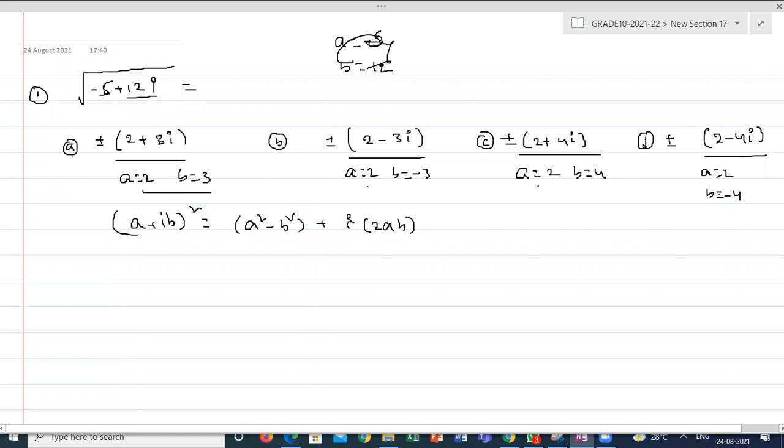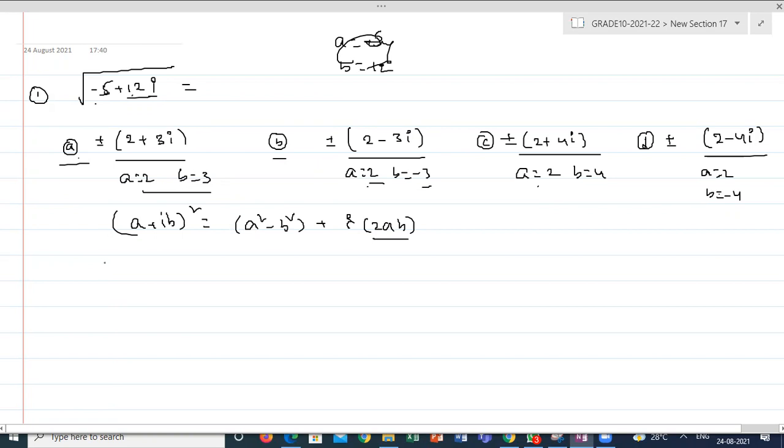So obviously the first option. To check, a square minus b square: 4 minus 9 is minus 5. Here 4 minus 9 is minus 5, here 4 minus 16. So C and D are not at all possible. So only the possible one is a comma b. If I take the second condition, 2ab, it should be 12. So this is one way of solving the MCQs.